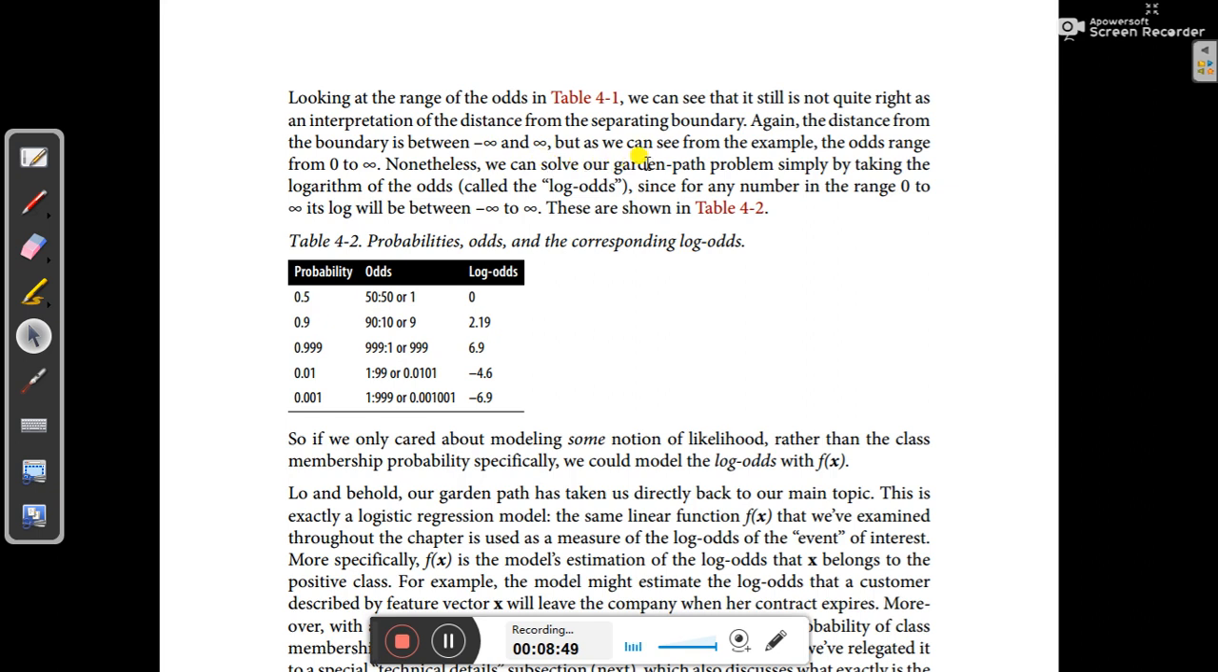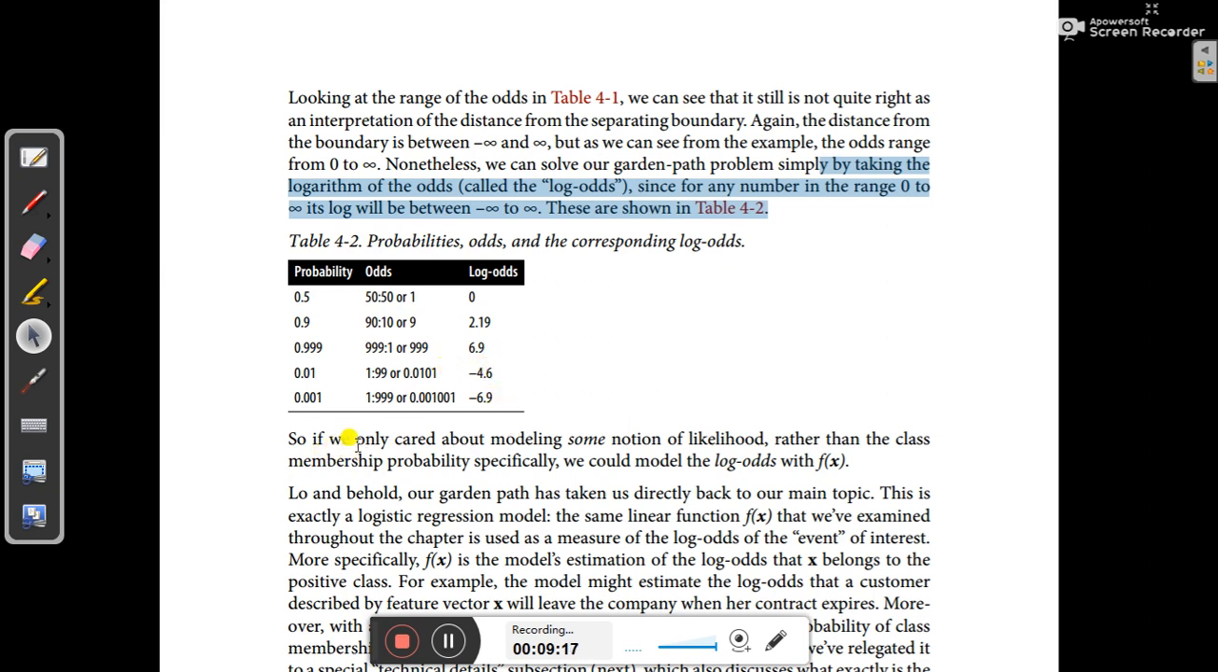Nonetheless, we can solve our garden path problem simply by taking the logarithm of the odds, called the log odds. Since for any number in the range 0 to plus infinity, its log will be between minus infinity and plus infinity. These are shown in table 4.2. Here you can see the same table, but adding the log odds, where log of 1 is 0, log of 9 is 2.19, log of 999 is 6.9.